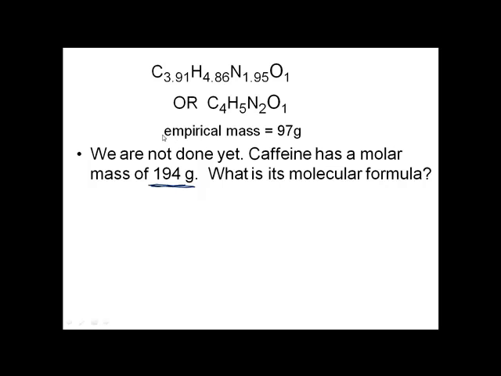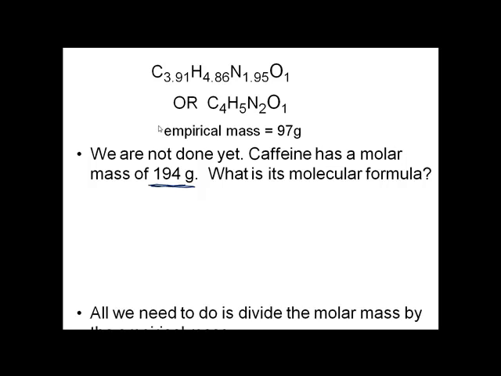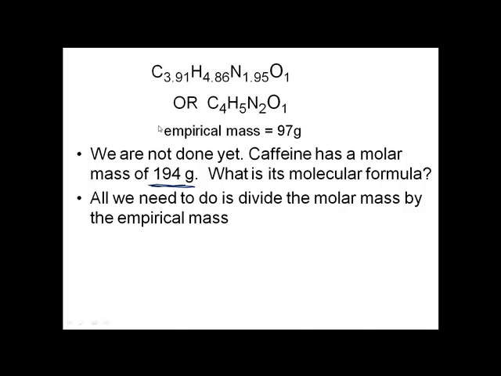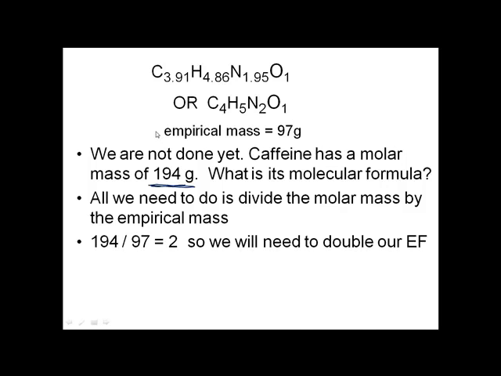Basically, the molecular formula is a multiple of our empirical formula. We might have to double it, triple it, multiply it by 10, whatever. The way that we can do this is by looking at the molar mass and the empirical mass. All we need to do is divide those two. So here we see 194 divided by 97. That's the molar mass that we were given, and 97 is our empirical mass that we calculated. We get 2. So that means caffeine is 2 times its empirical formula. So we just have to double that.